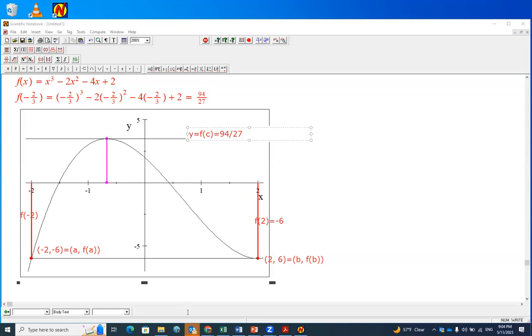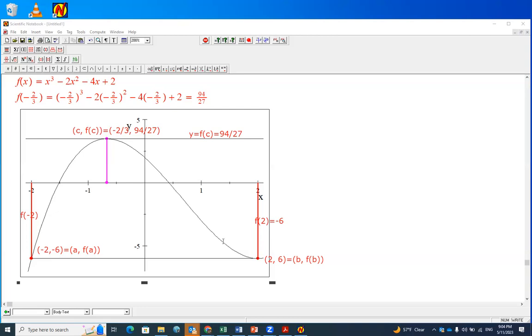This is the tangent line at C, and the point C is, okay, in our case, that's C, f of C, which in our case is -2/3, 94 over 27. Okay, so this is the complete picture.